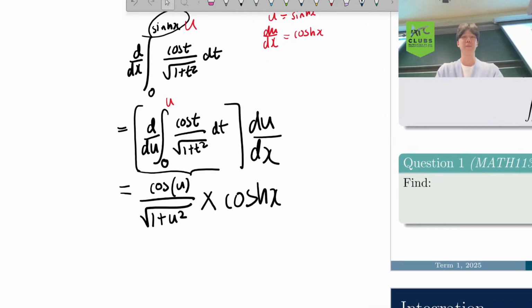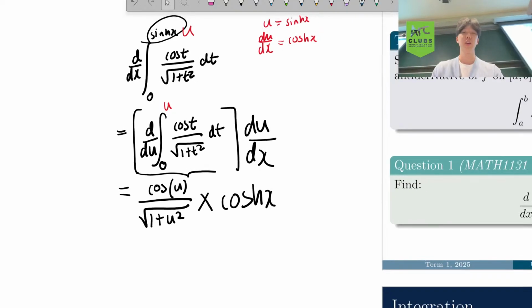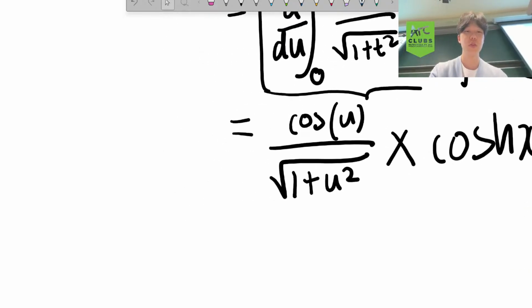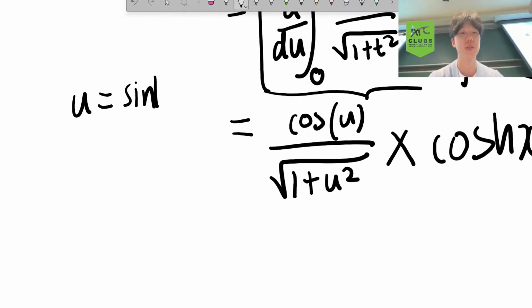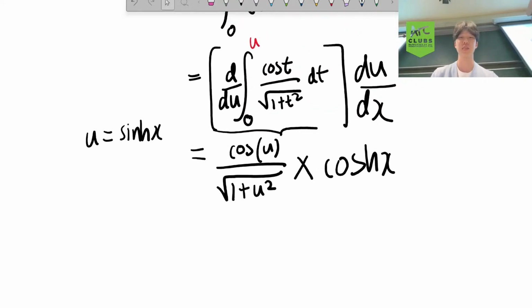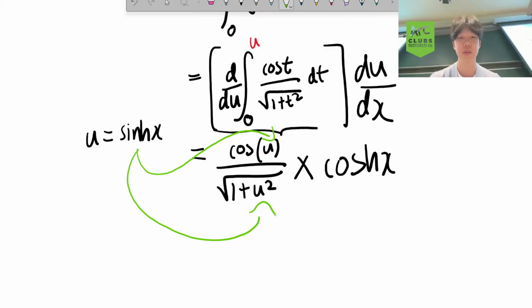But remember, our original derivative was in terms of x, not u. So we have to back sub in. Remember, our original substitution was u equals sine of x. So I have to back sub sine of x where u is.